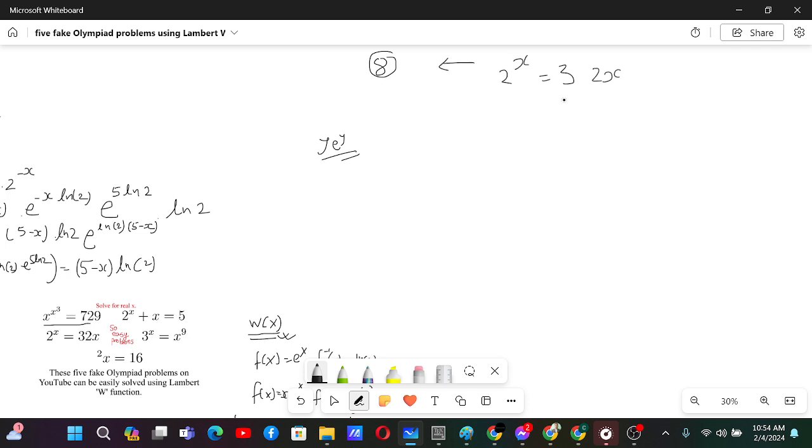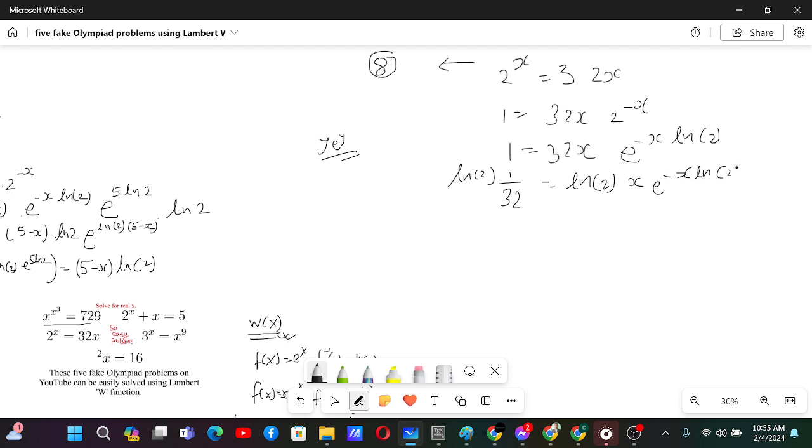Now for this problem also our approach will be the same, just that we can make 1 equal to, we can take it to the other side, 32x times 2 to the power minus x. Now we will raise it to the power of e and log, that gives us e to the power minus x ln 2. Then we can take 32 to the other side, so we have 1 by 32, and also introduce a log. So ln 2 equals ln 2 times x e to the power minus x ln 2. Introduce a minus sign, and now these are the same, it is in the form of y e to the power y again.